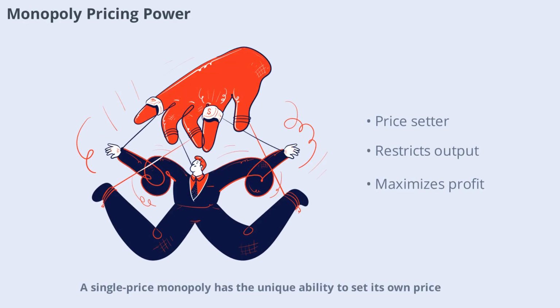A single-price monopoly has the unique ability to set its own price, constrained only by consumer demand. Unlike competitive firms, the monopolist faces the market demand curve directly. By restricting output, the monopolist can raise prices above competitive levels, maximizing its profits but reducing the quantity available to consumers. This pricing power is a key source of inefficiency in monopoly markets.